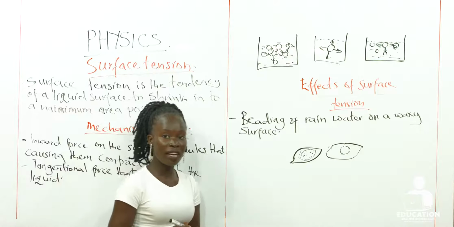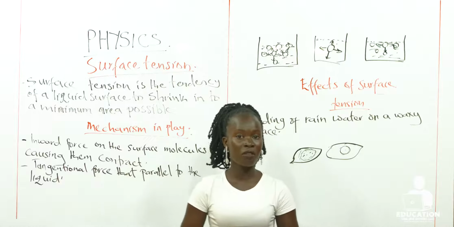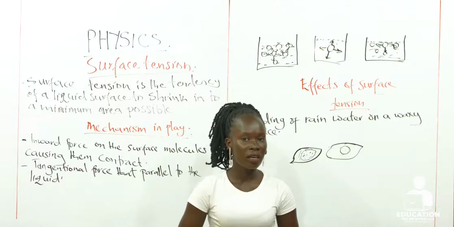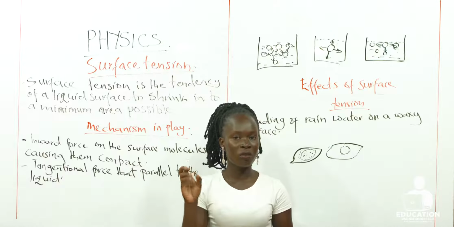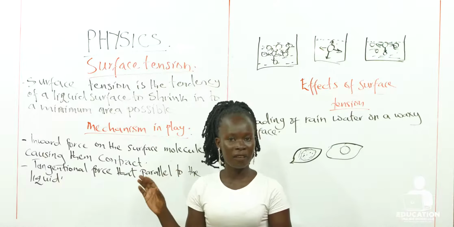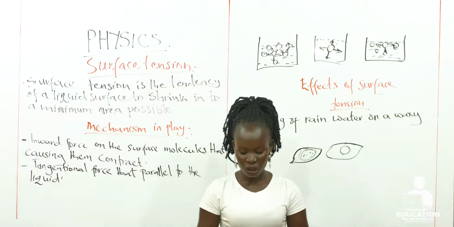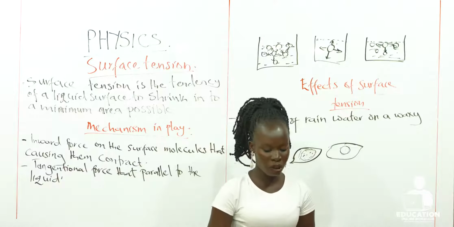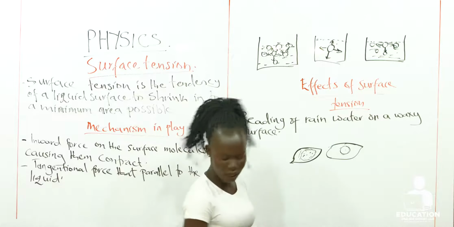You can also try it at home. Just get a leaf, put some drops of water on the leaf, and you will see that the water will try to form a circular shape. This is due to surface tension. We have another effect, which is flotation of objects that are denser than water.